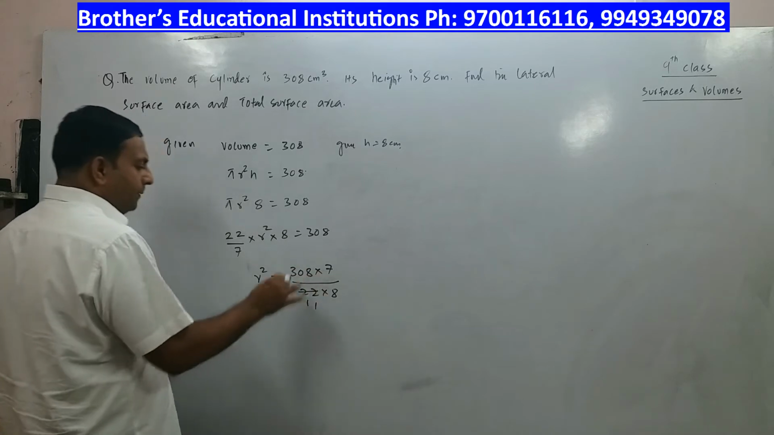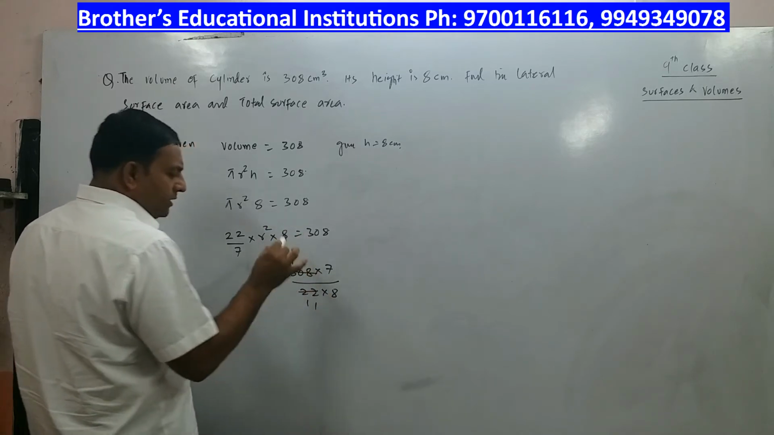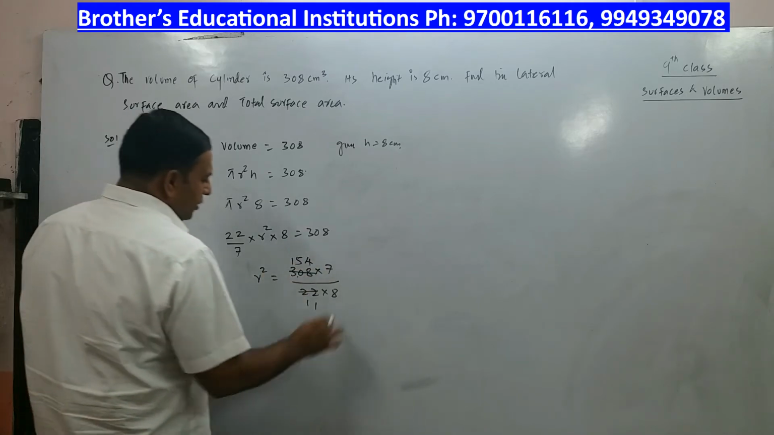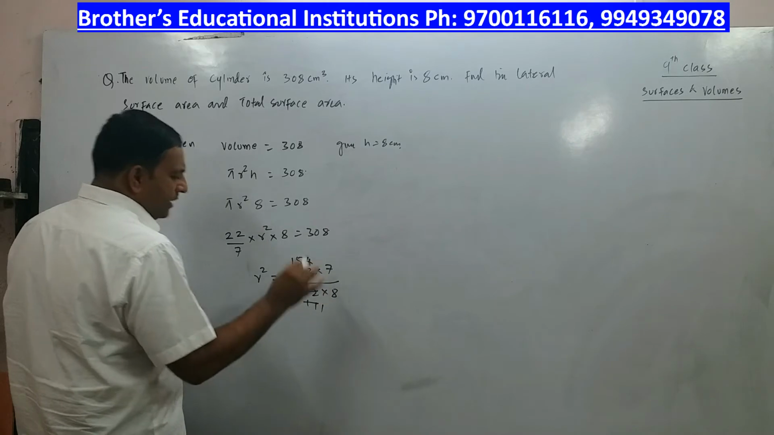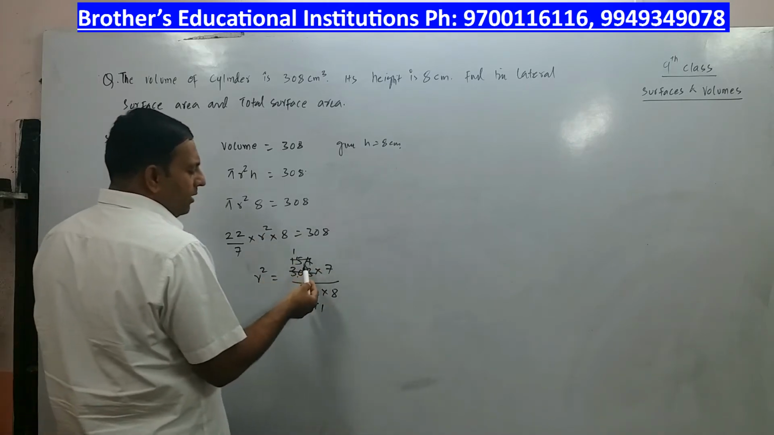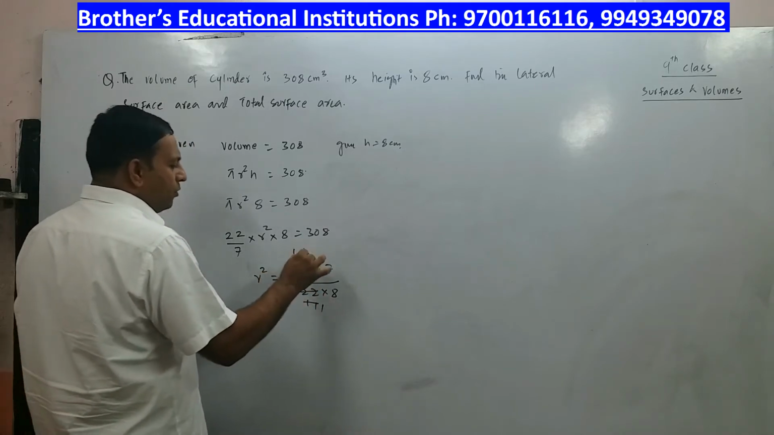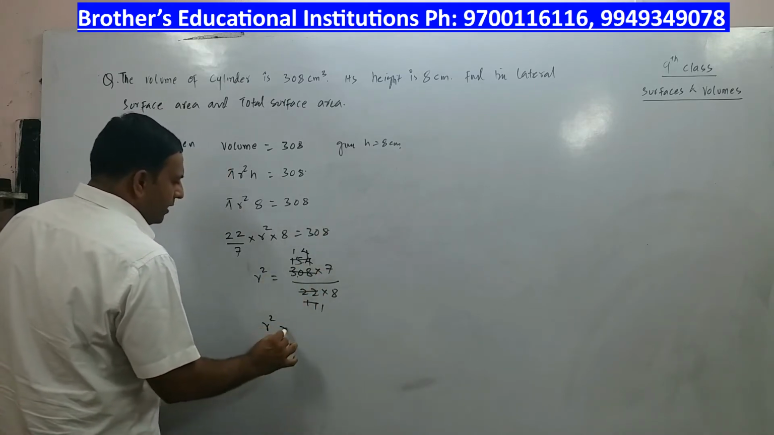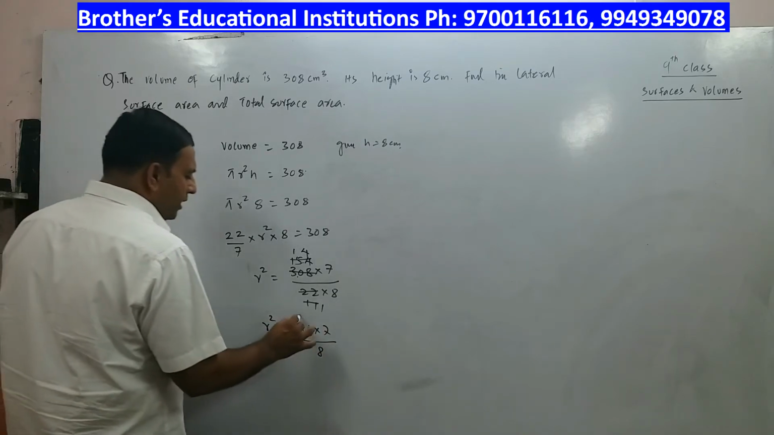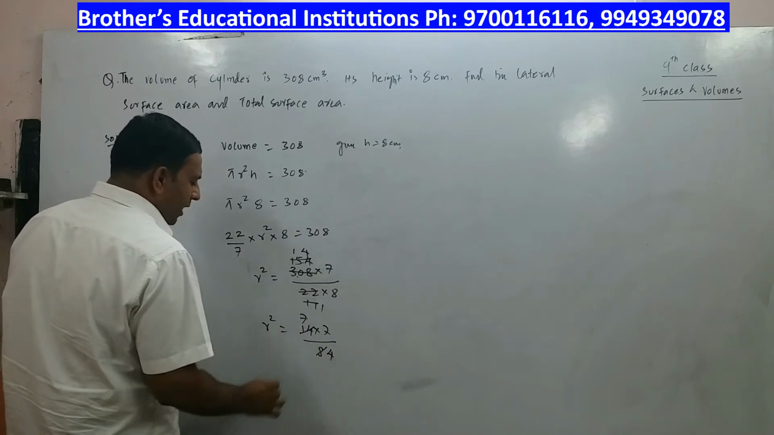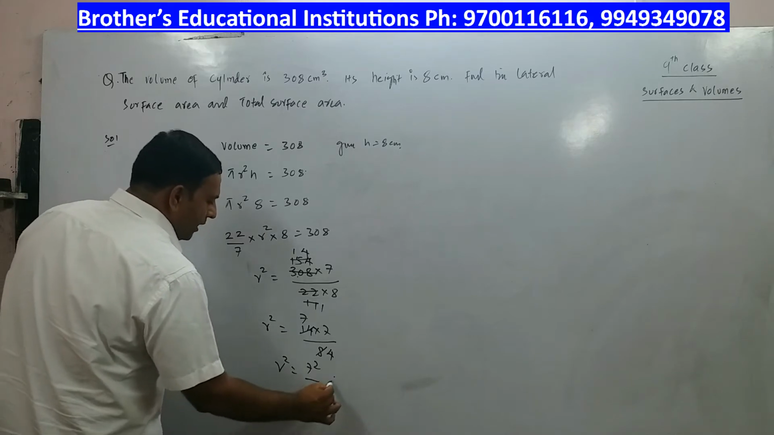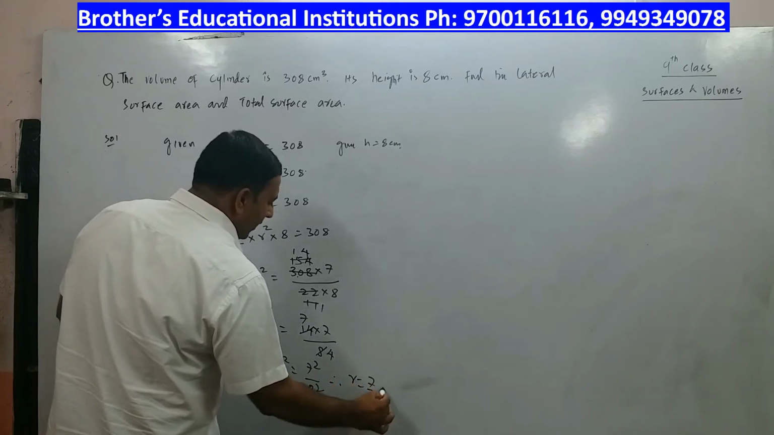2 11s are 22, 2 1s are 2, 1 carry, 2 5s are 10, 2 4s are 8. Any further cancellations? 11 1s are 11, 11 1s are 11. After 15, 11 you take out, 4 will be there, and 11 4s are 44. So r square is equal to 14 into 7 by 8. Still, if any further cancellations are there, you can do that. 2 7s are 14 and 2 4s are 8. R square is equal to 7 square by 2 square. Therefore, r is equal to 7 by 2 centimeters.